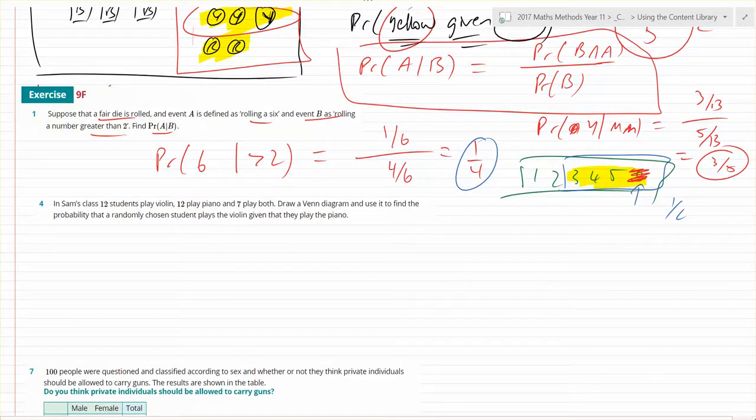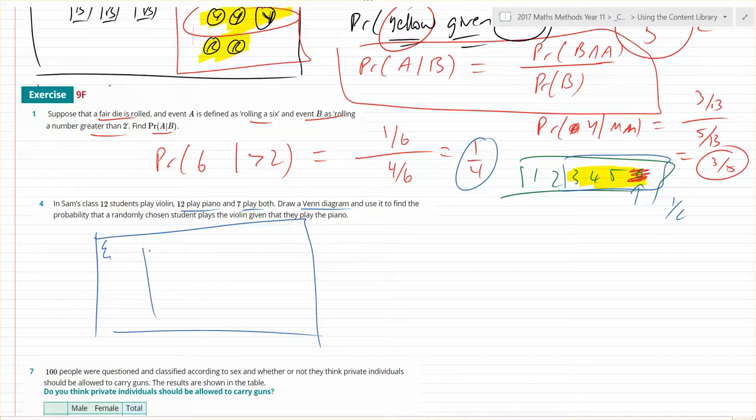Okay, let's look at question 4. Sam's class of 12 students play violin, and 12 play piano, and 7 play both. Draw a Venn diagram and find the probability that a randomly chosen student plays violin given that they play piano.